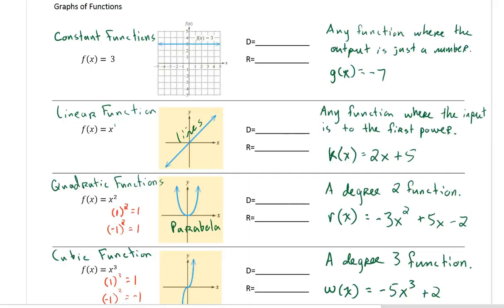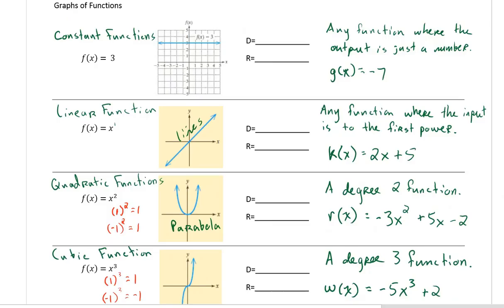In that video, we looked at several graphs of functions, and I've brought up our notes from that video here. So the ones I have on the screen are the constant function, the linear function, the quadratic function, the cubic function. There are more below that we'll scroll down and look at in a second. But earlier we had left the domain and range lines blank, but now that we know how to read the domain and range off of a graph, we can go ahead and fill those in.